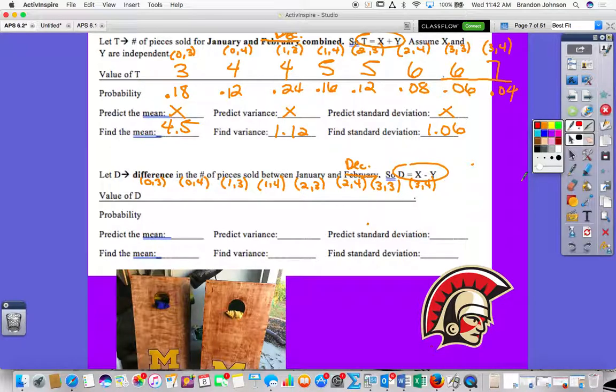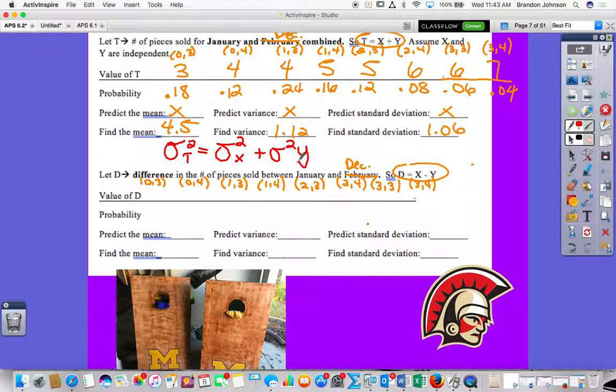Well, let's look at that. What we're going to do is this, okay? The formula for this is as follows. The standard deviation squared of, we'll call this right here T, where T is X plus Y, is equal to the standard deviation squared of X plus the standard deviation squared of Y.